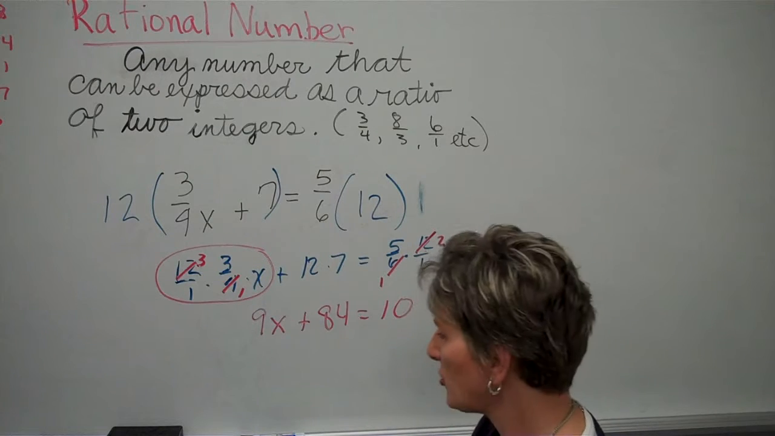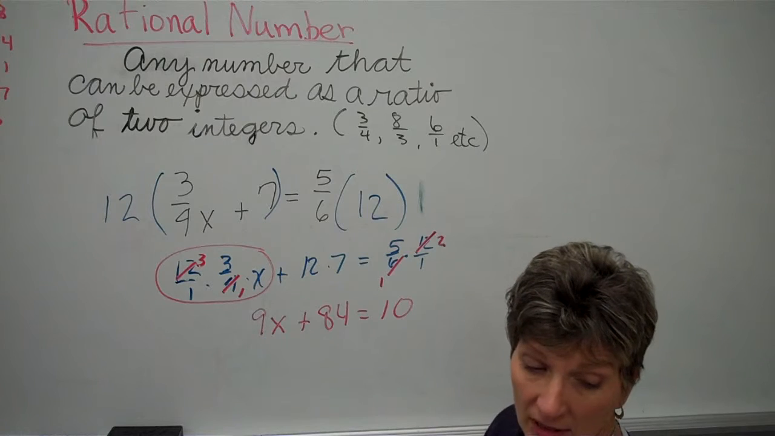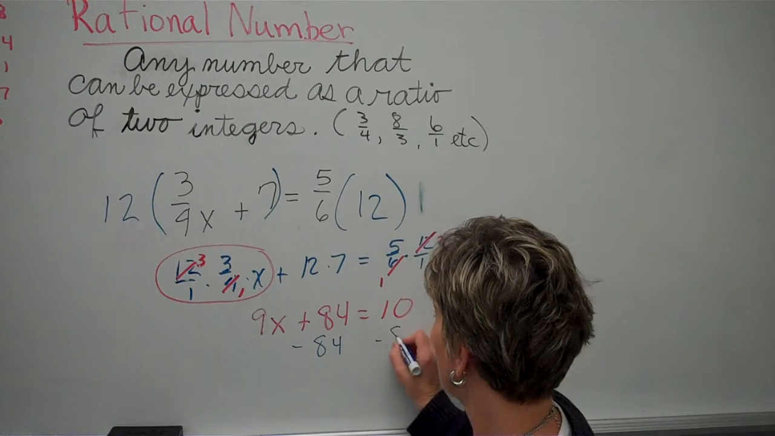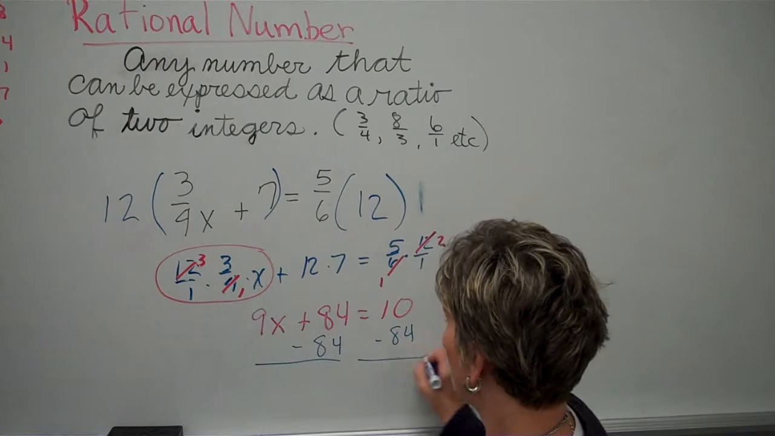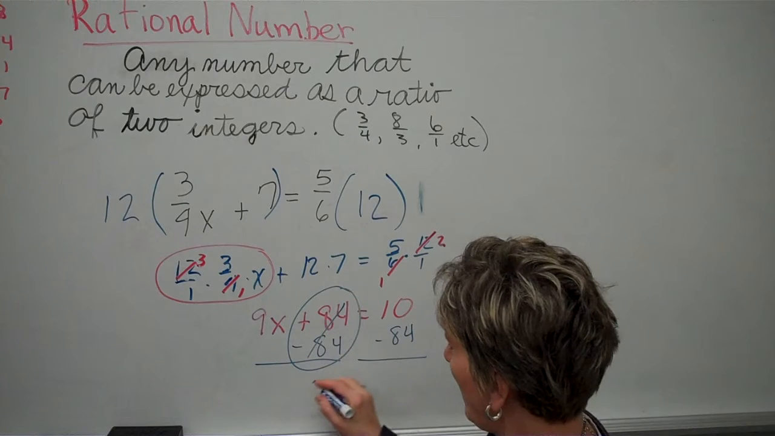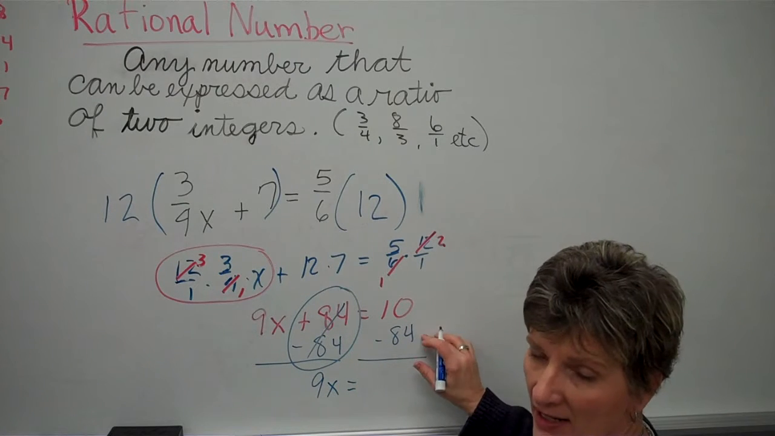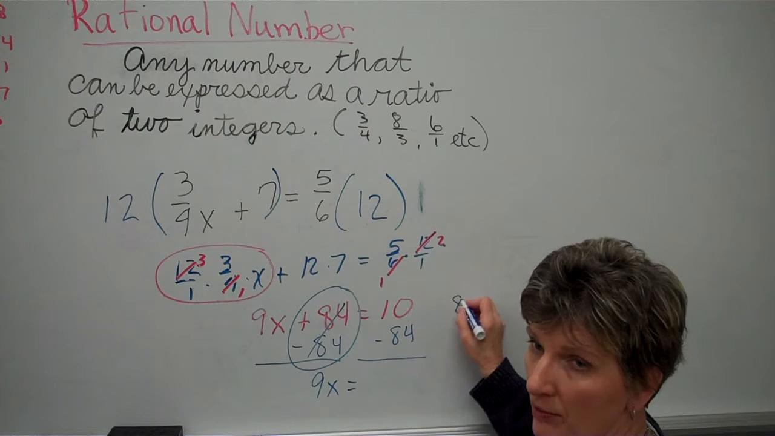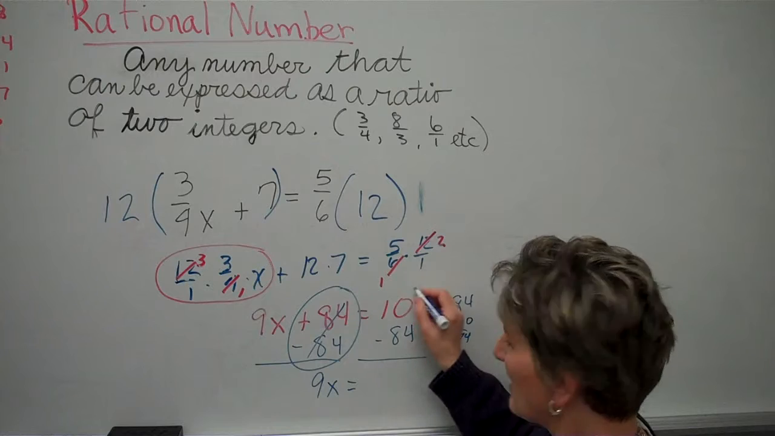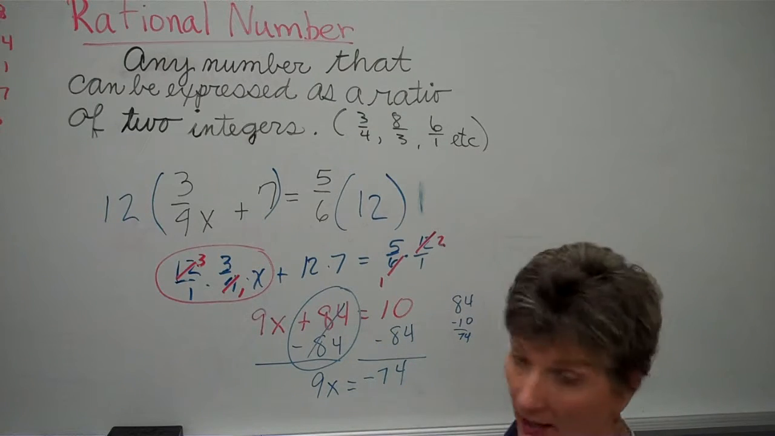Now to solve this equation, remember first you undo addition or subtraction. To undo the plus 84, I subtract 84 from both sides. 84 minus 84, those are opposites, so that goes away, and I'm left with 9x equals 10 minus 84. Remember, you put the bigger number on top to subtract, so I know it's 74, but my answer is negative 74. I'm taking away more than I have.